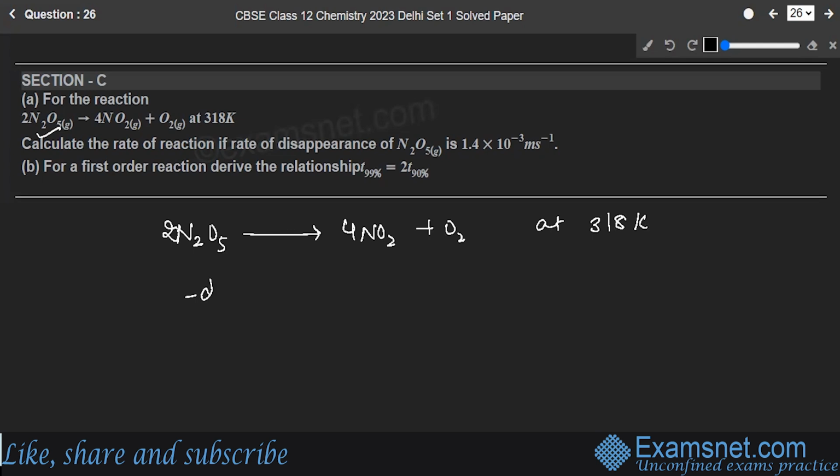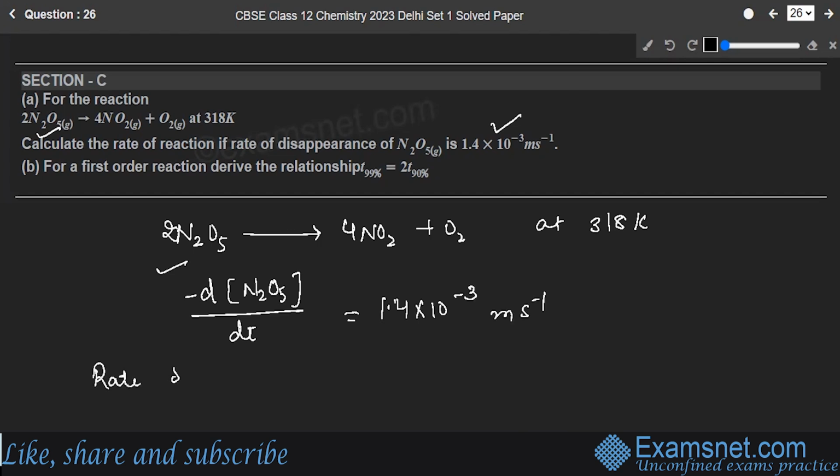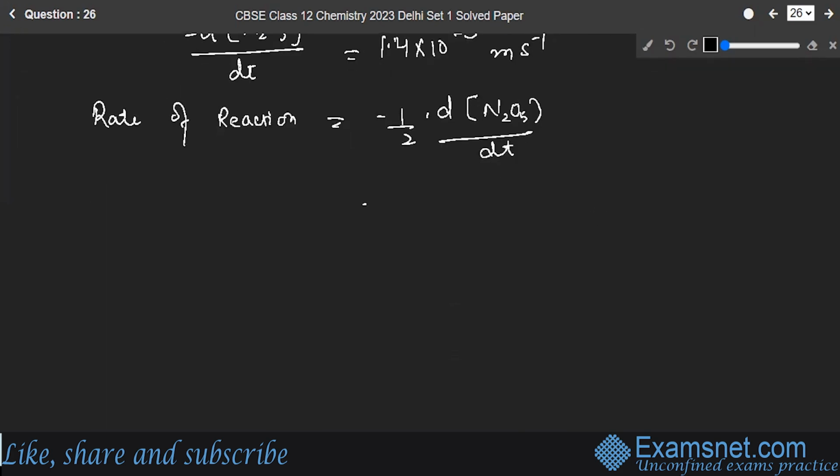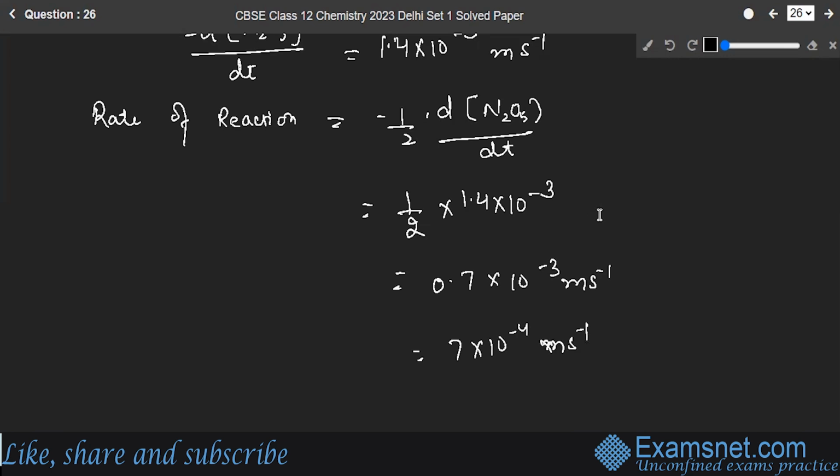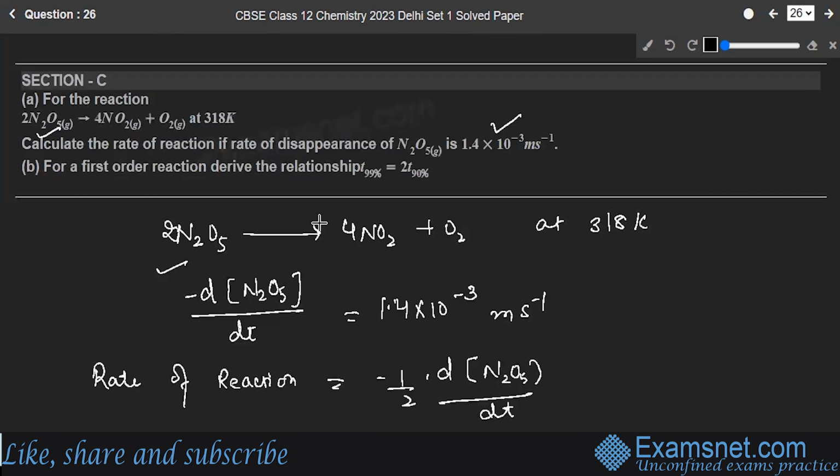So minus d[N2O5]/dt, the rate of change of this, is given as 1.4 into 10 power minus 3 molar per second. Also, the rate of reaction is given by minus 1 by 2 into d[N2O5]/dt. So this is equal to 1 by 2 into 1.4 into 10 raised to power minus 3. This is 0.7 into this, or you can write it as this. Hope you are clear with this. So the rate of reaction we have calculated. The answer is 7 into 10 power minus 4 molar per second.